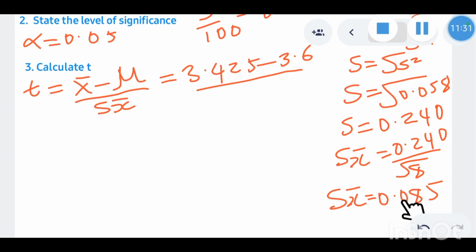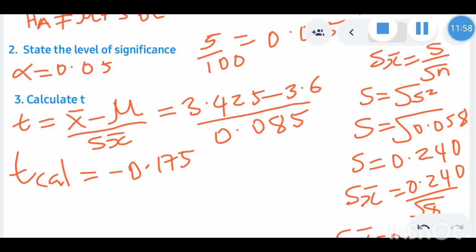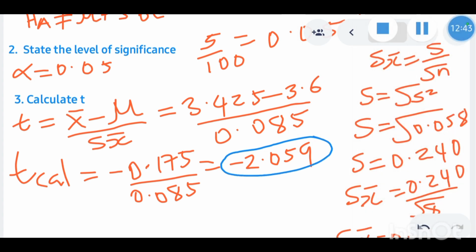So we substitute that now here. Our t, call that t calculated, would be 3.425 minus 3.6, divided by the standard error, which gives us t calculated.